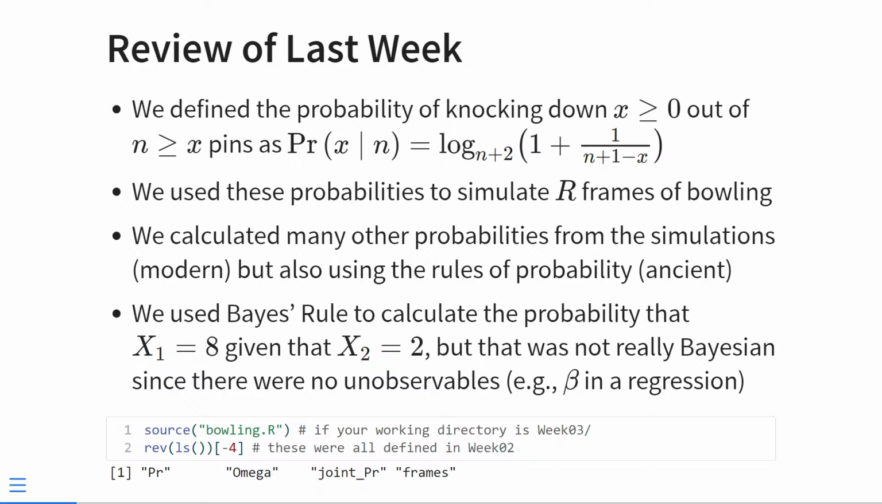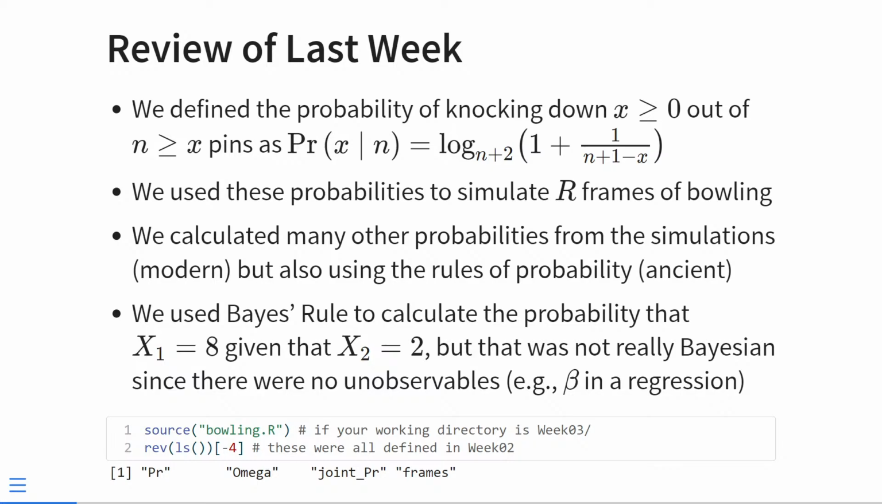So to get the denominator of Bayes' rule, we have to invoke the general addition rule. Special case, those are mutually exclusive, but we still have to add stuff in order to obtain the probability of B in the denominator. Okay, pretty good. And then we used Bayes' rule to calculate the probability X1 is 8, given that X2 is 2, but that wasn't really Bayesian, since there were no unobservables. And that's where things start to get controversial.